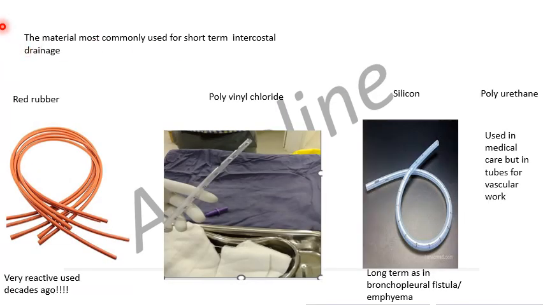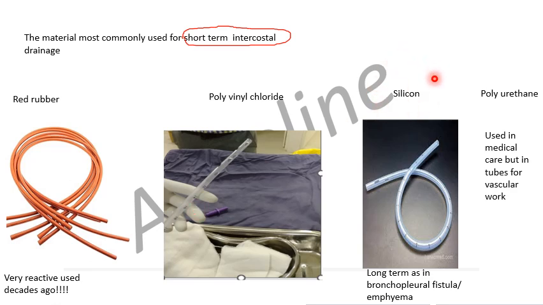So your first question, the material most commonly used for short-term intercostal drainage. I want you to pick up these small adjuncts. Then when you're given an option, you should not have a trouble. Red rubber, very reactive. It was used decades ago, but it isn't now. Polyvinyl chloride, yes, polyvinyl chloride.